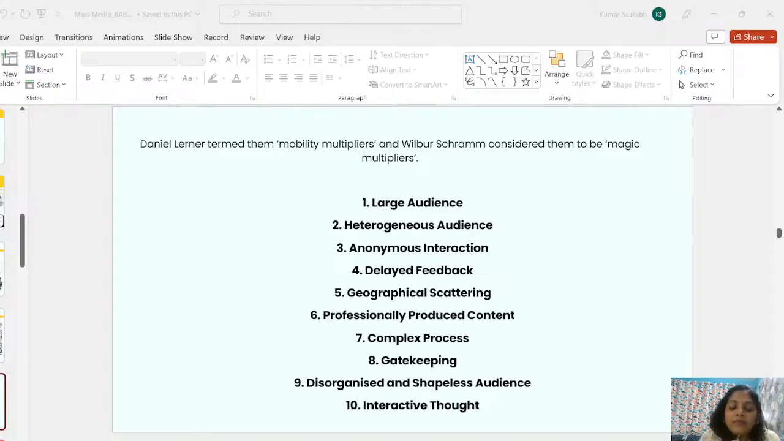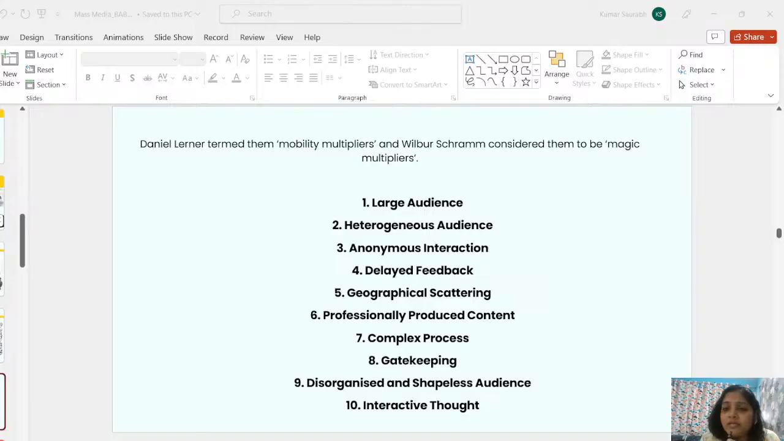The seventh is the complex process. The process is complex because it involves a lot of people, a lot of layers and verticals. That is why it is called a complex process. Eight is gatekeeping.